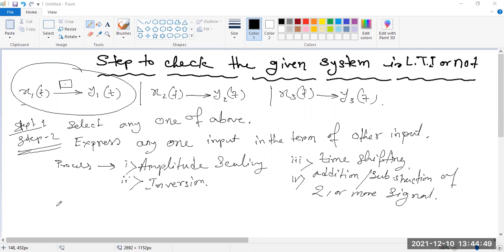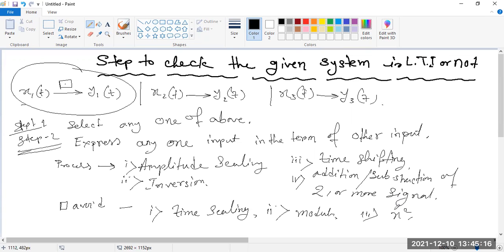But which things do you not apply for this purpose? First, you have to avoid time scaling. Second, avoid modulus. You also have to avoid any x square, x cube, this type of terms, because it will lead to non-linearity. Okay, so these are the steps.